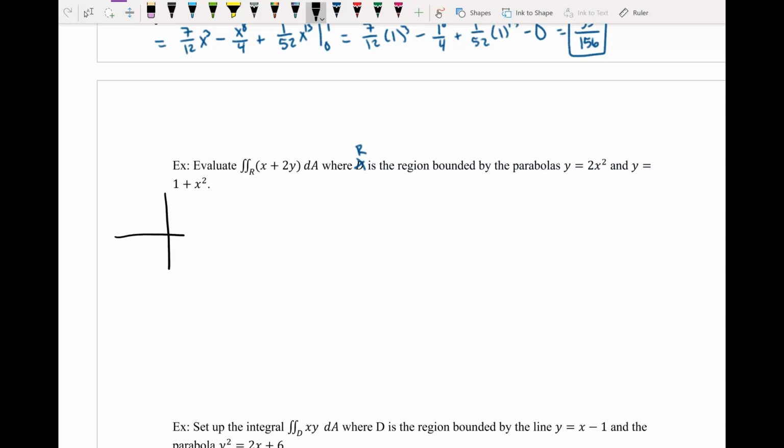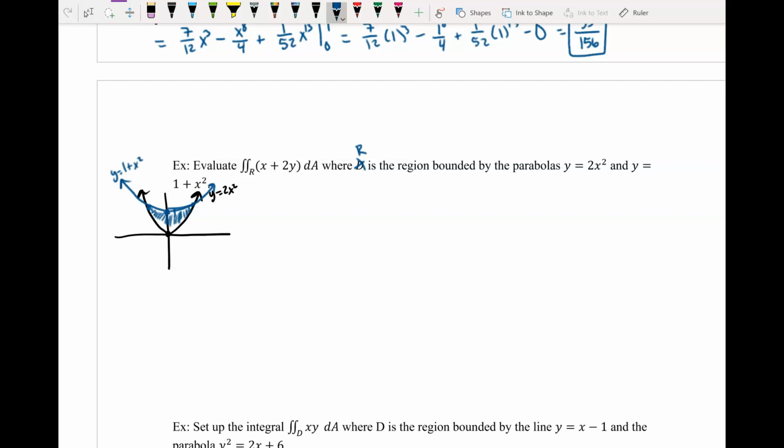So the first one is y equals 2x squared. That's a very skinny parabola that looks like this. So let's say this is y equals 2x squared. And then we've got y equals 1 plus x squared. So 1 plus x squared is a parabola, but shifted up 1 unit. So it looks kind of like this. All right, so the region that I'm looking at is this region right here. This blue one is y equals 1 plus x squared.